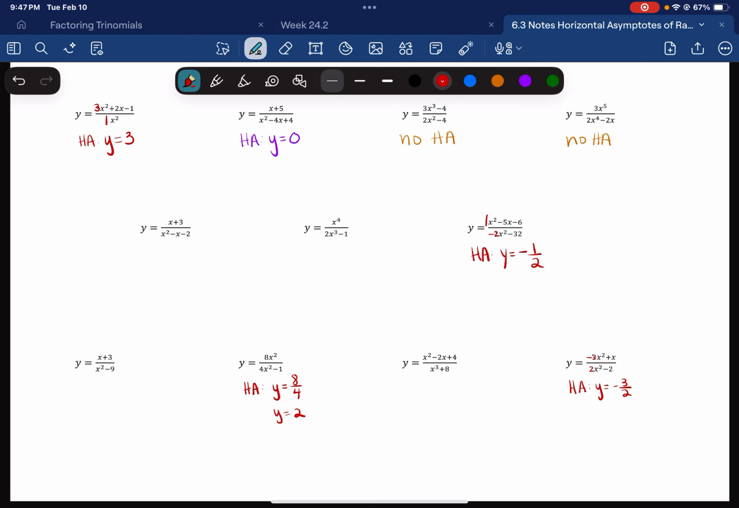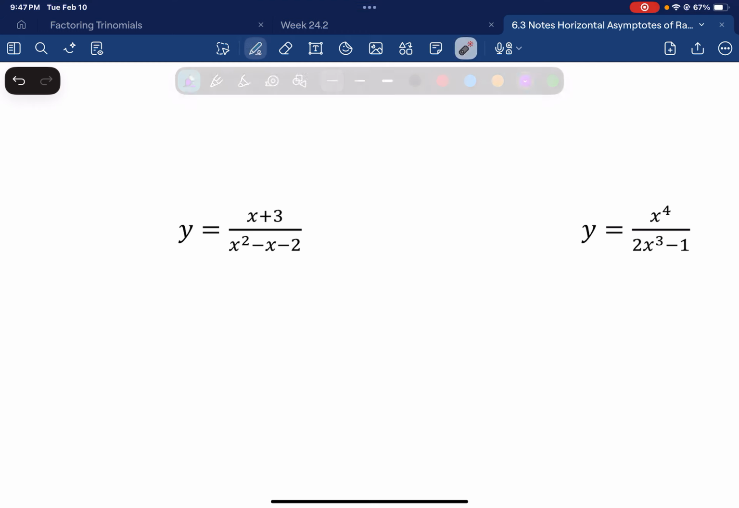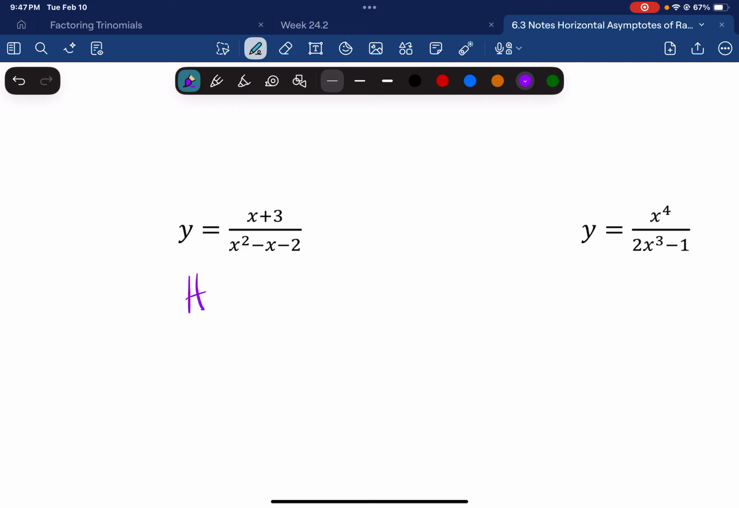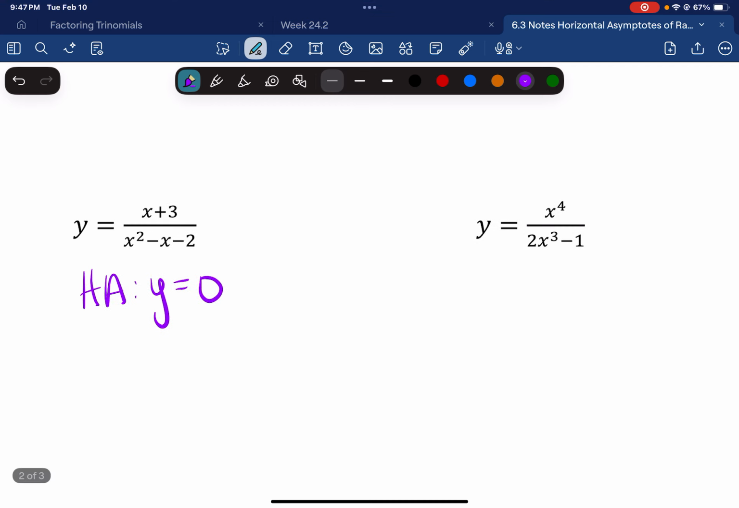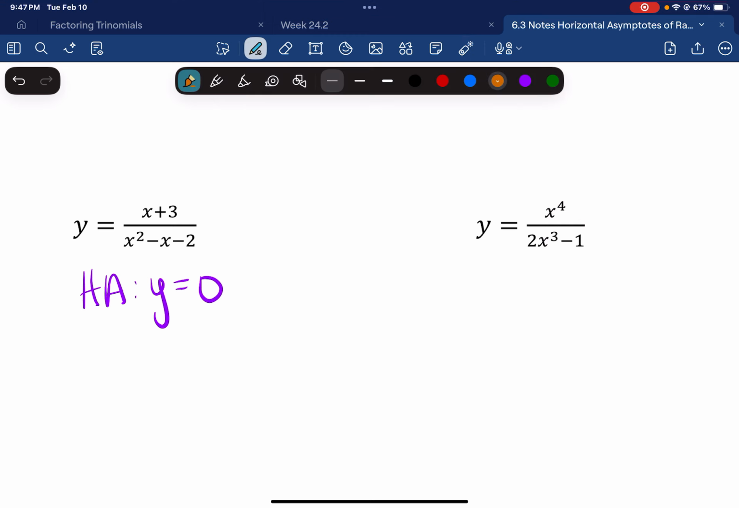Remember, if we're bottom heavy, our horizontal asymptote is y equals 0. So if I zoom in on this function right here, the degree of our denominator is larger. So this horizontal asymptote is just y equals 0. But right next to it, we have a function whose degree in the numerator is larger. So remember, if the degree of the numerator is larger, that horizontal asymptote is just none.